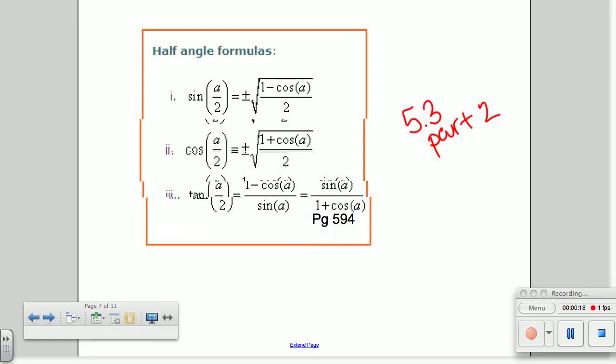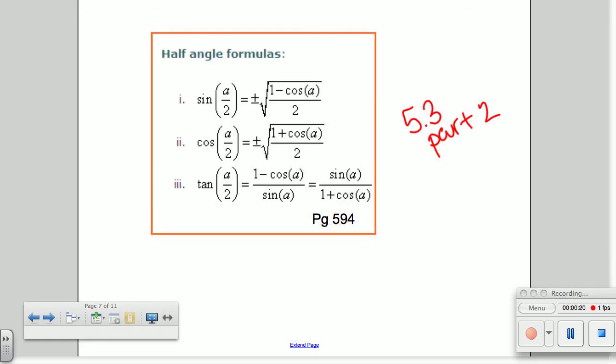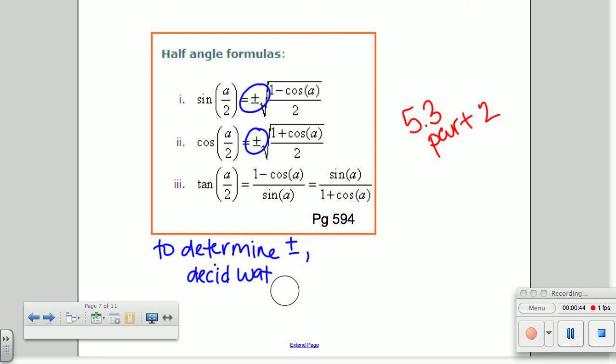For sine and cosine, you're going to notice this plus or minus in front. Now, you're not going to use both positive and negative. You're going to have to pick one. And how are you going to know which one to use? To determine the plus or minus, you have to decide what quadrant your half angle's in.